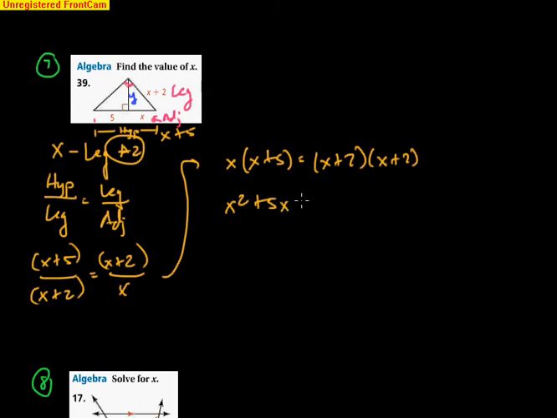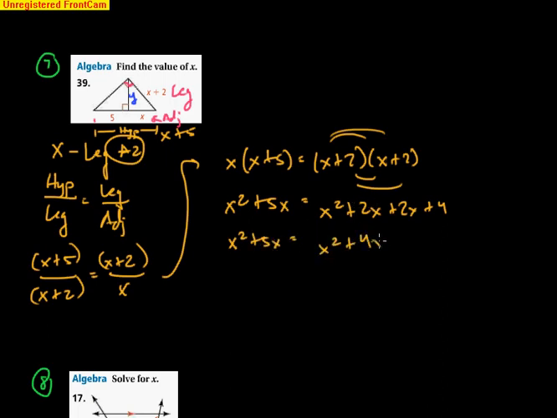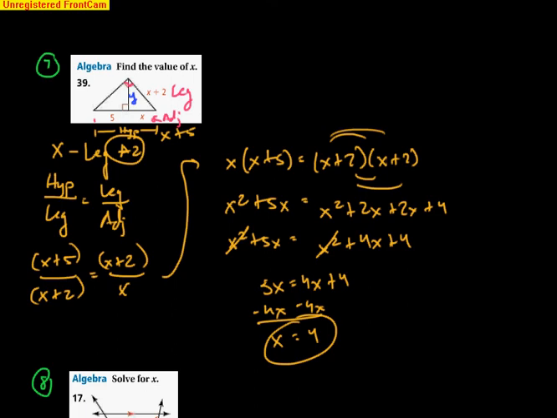I get x squared plus 5x equals, when I FOIL, x squared plus 2x plus 2x plus 4. Simplify each side. X squared plus 5x equals x squared plus 4x plus 4. And now look at this real fast. This is a quadratic, but notice what's the same on both sides. X squared. Get rid of them. So now this problem is just 5x equals 4x plus 4. Subtract 4x. X equals 4. And there is your answer for x.